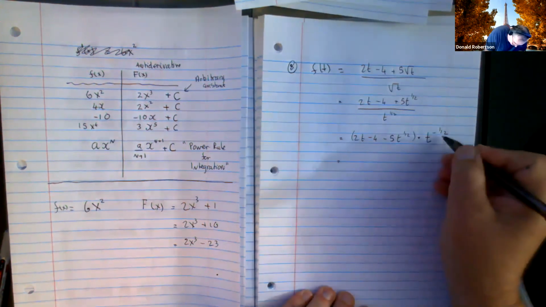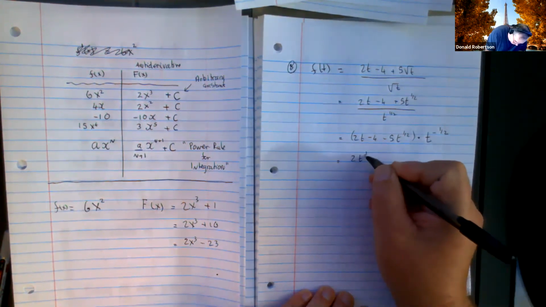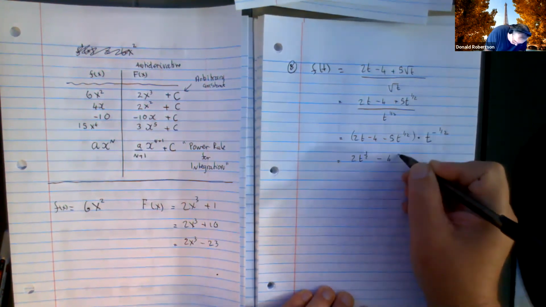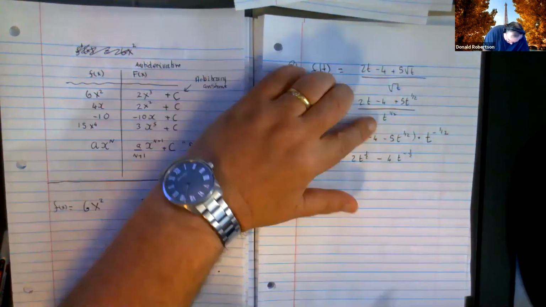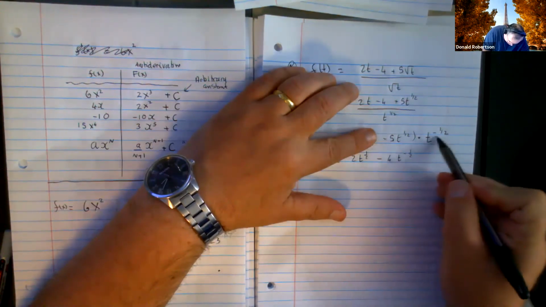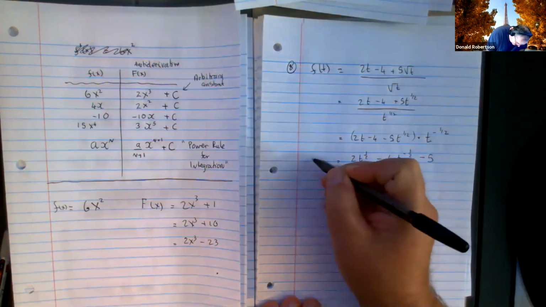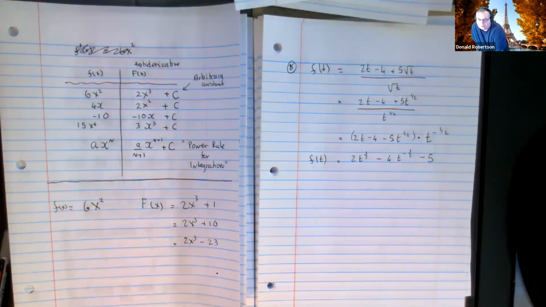Now I'm going to take each one in turn. If you multiply these two together, you get 2t to the half. You multiply the 2 in the middle together, you get negative 4t to the negative a half. And the weird one is that if you multiply this guy and this guy, you just get the number negative 5. So I haven't done any antiderivatives yet. I've just rearranged it into a format that's going to allow me to use the power rule. Are we okay with that?